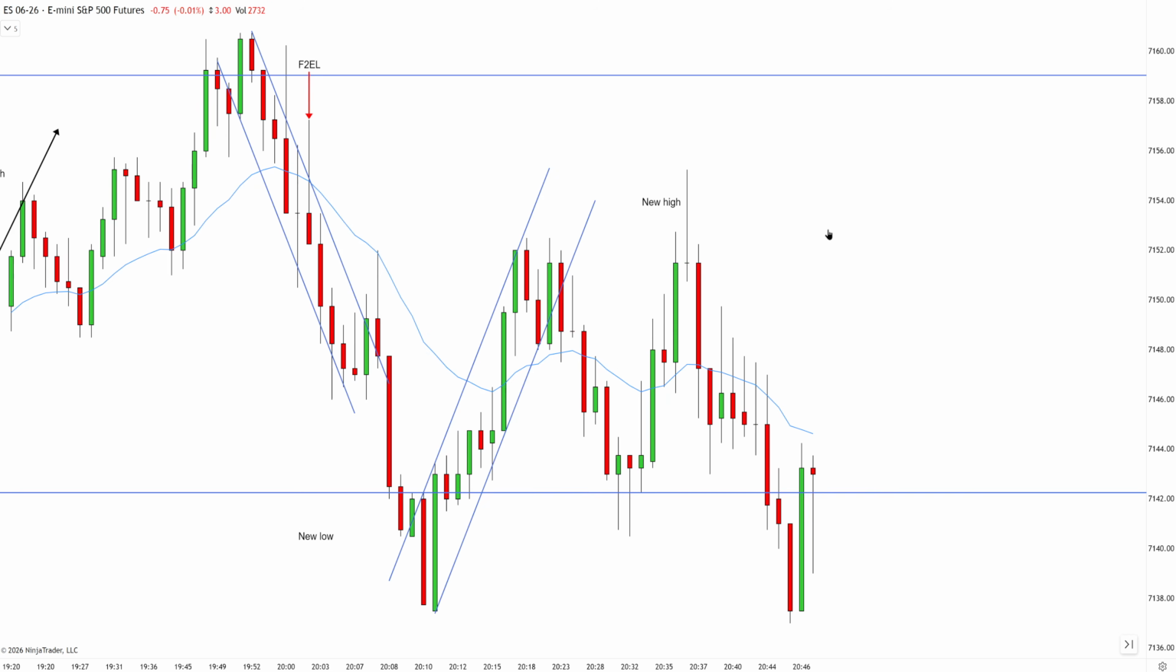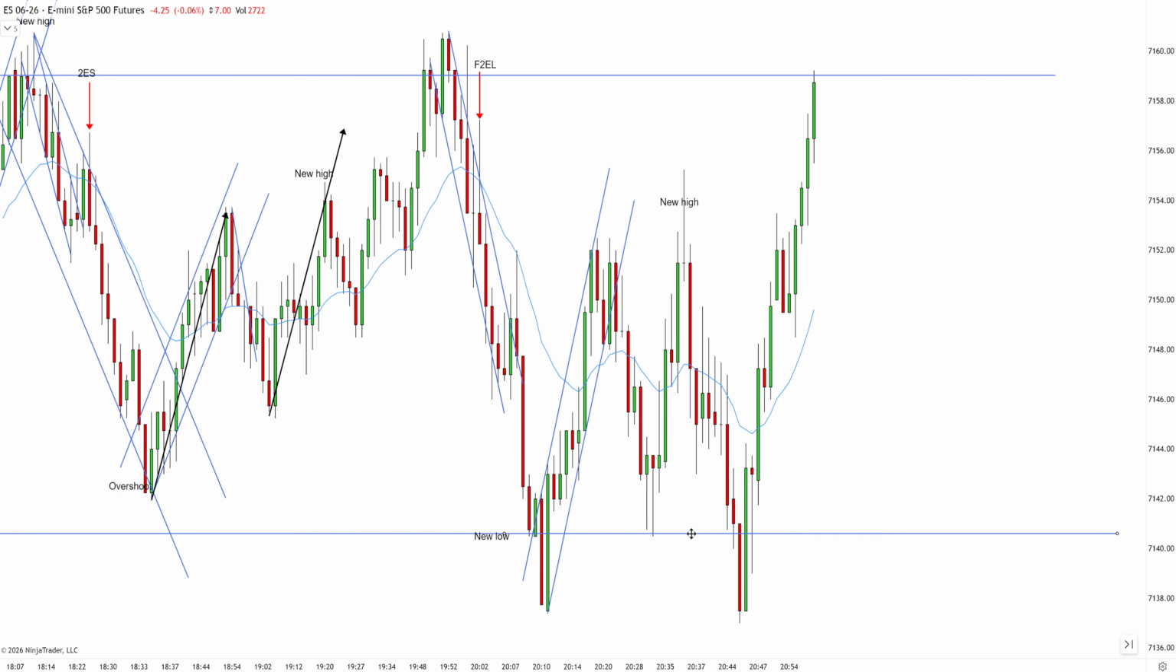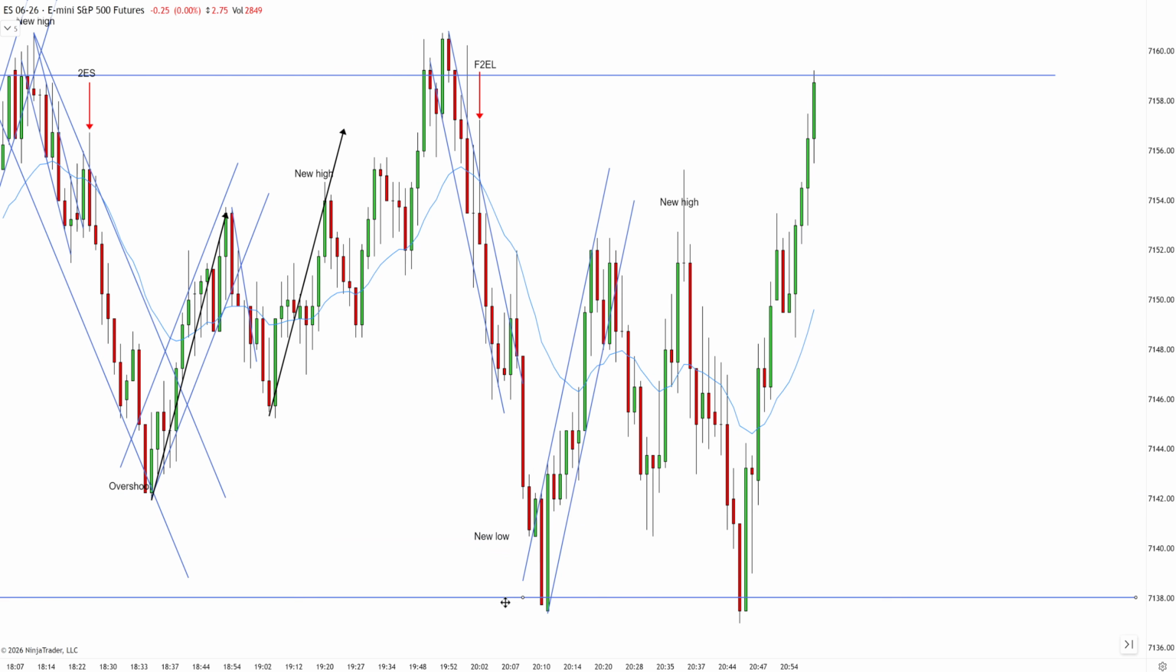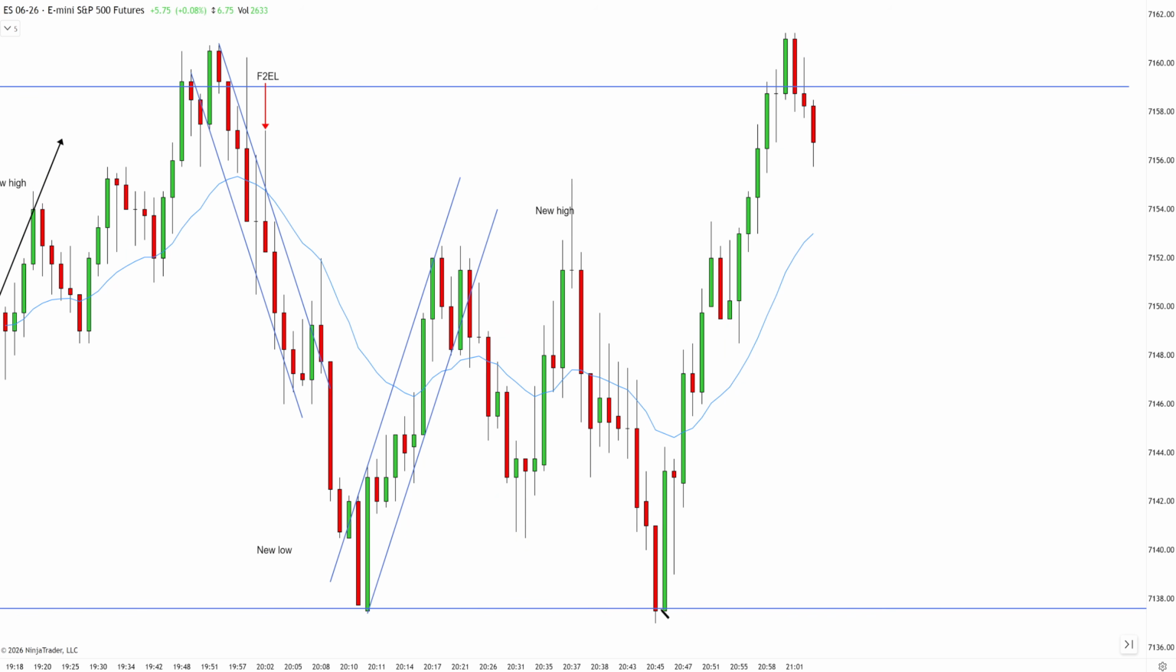Now we're going pretty much sideways. Very hard to find a good structure. The range kind of evolved into something like this. We have multiple failed breakouts. I have a very clean push working higher.